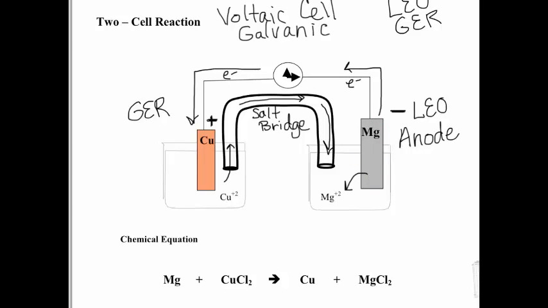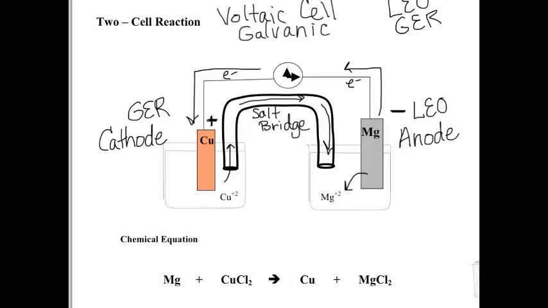On the other side, where we said there was a gain of electrons and therefore reduction is occurring, we're going to use the mnemonic device Red Cat: reduction, red, cathode for cat. So this is the cathode where reduction is occurring.